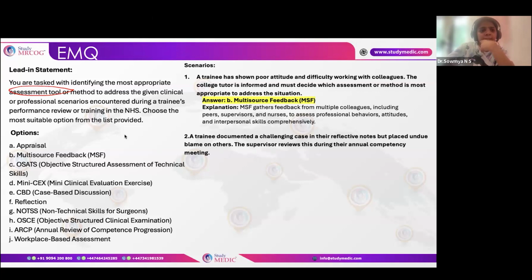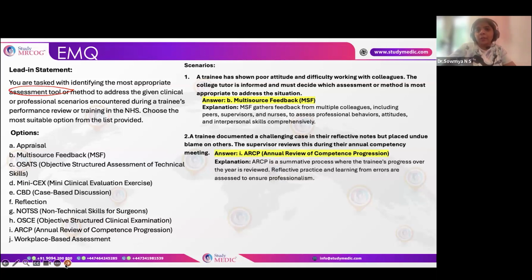Yes, guys, so what is the answer? ERCP and F. F is reflection, ERCP. I'm just looking for different answers, if anybody has got I. Okay, let's see the answer. First, let's read the question. There is a challenging case in the reflective notes, but the trainee places undue blame on others. So there was an error, but you are trying to put this on others.